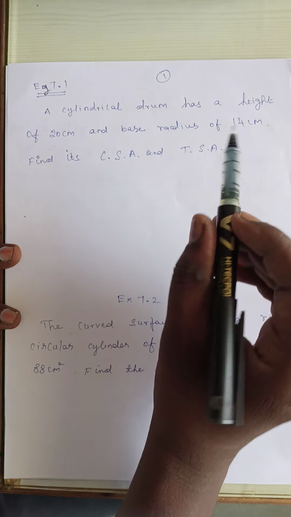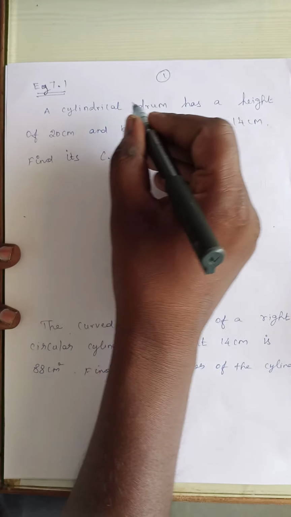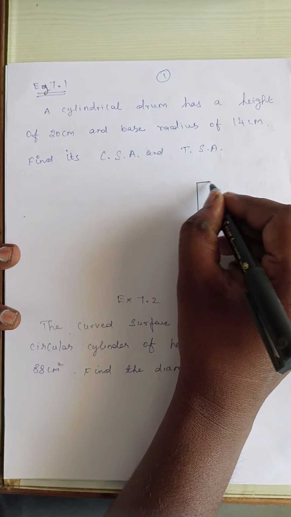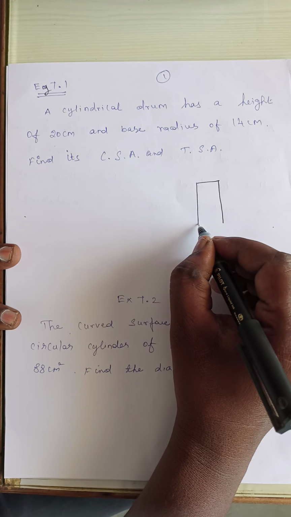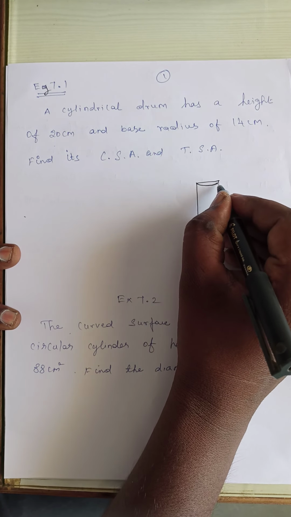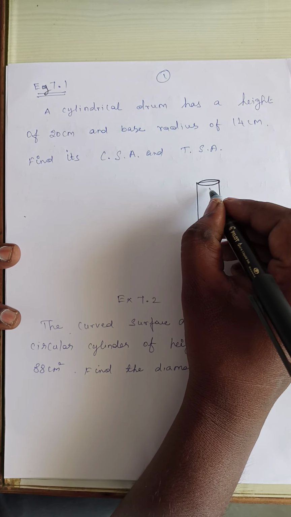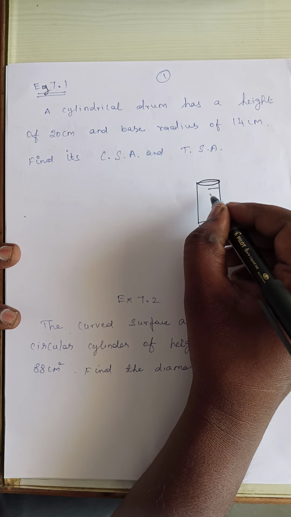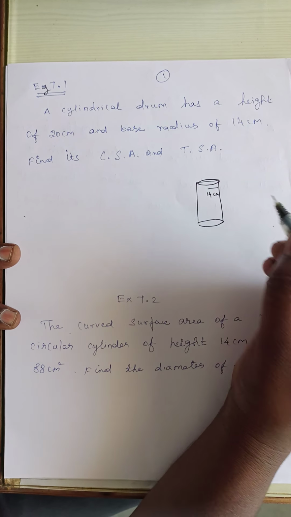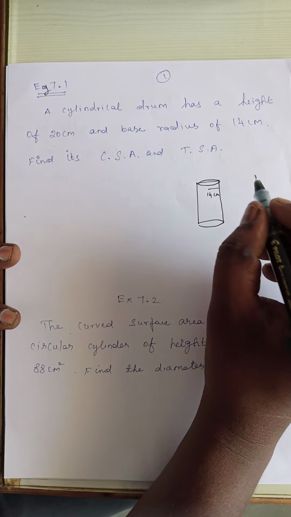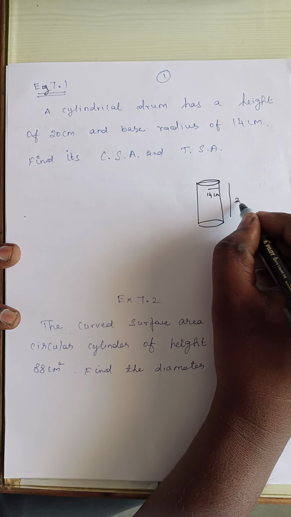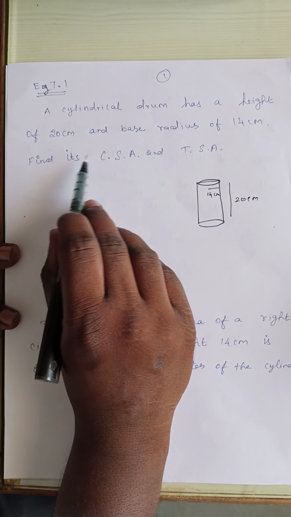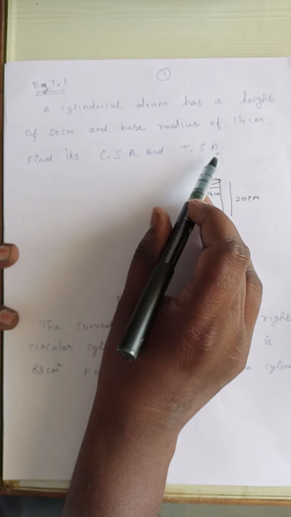So what is given? Cylindrical drum, so we can draw the shape of the cylinder. Yes, it is a cylindrical drum. This is for radius. What is the radius? Radius will be 14 centimeter. Their height is 20 centimeter. What are they asking? Find its curved surface area and total surface area.